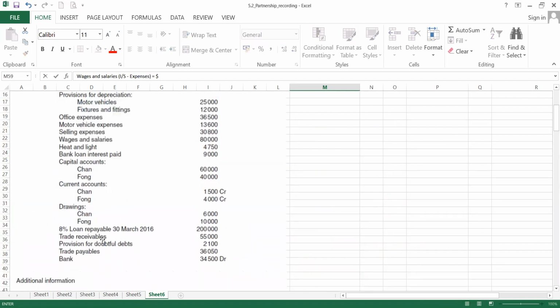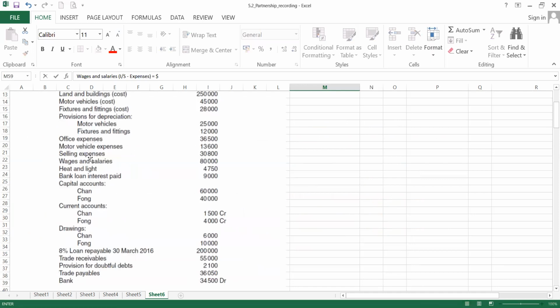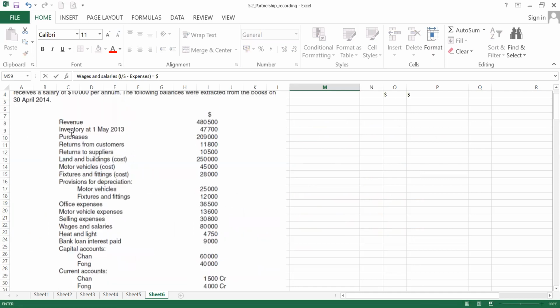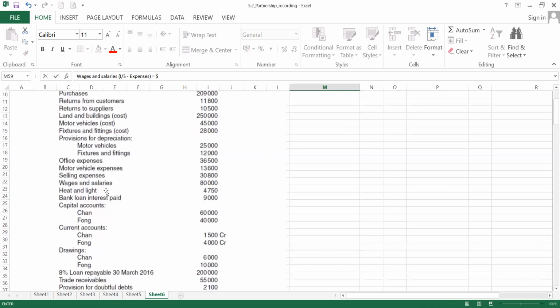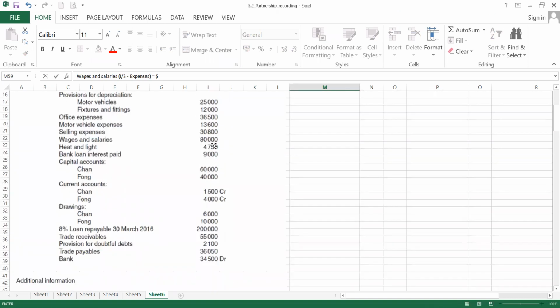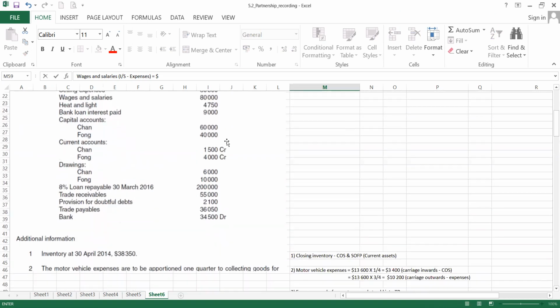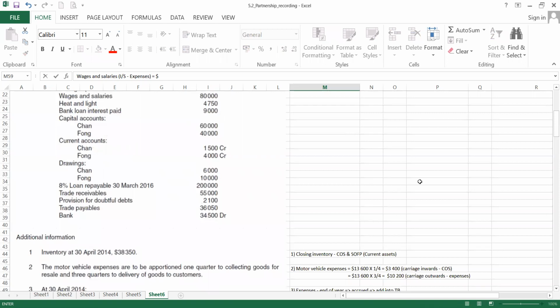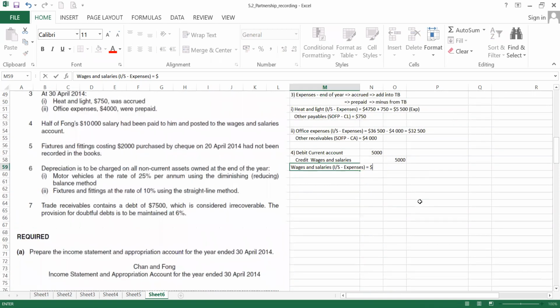Where is the wages and, let's see, where's the wages and salary? Okay, wages and salary, which is in here, 80,000. So we have to take 80,000 minus 5,000, and then we get 75,000. So this is to be recognized.